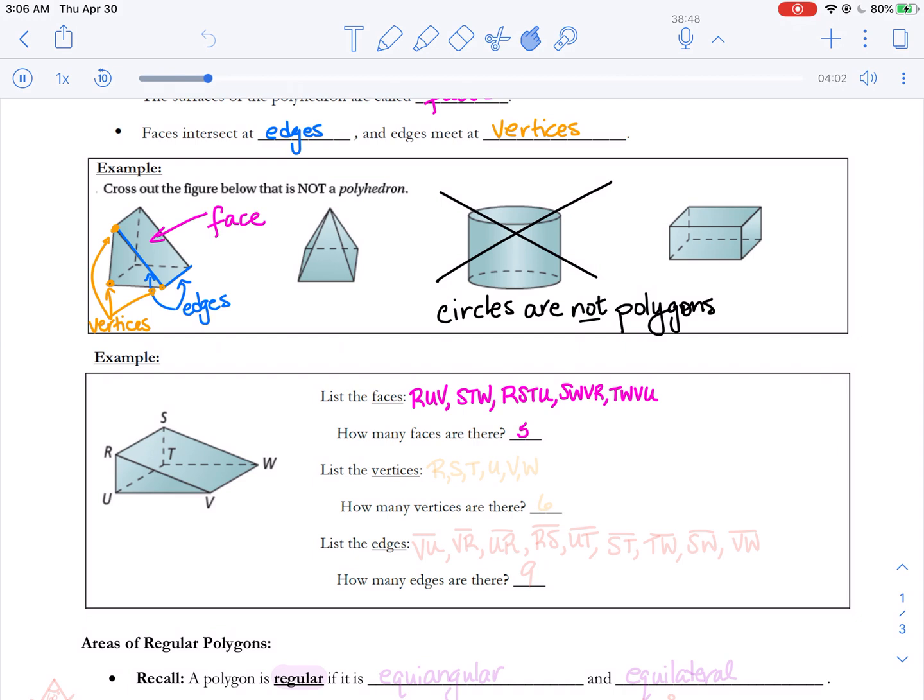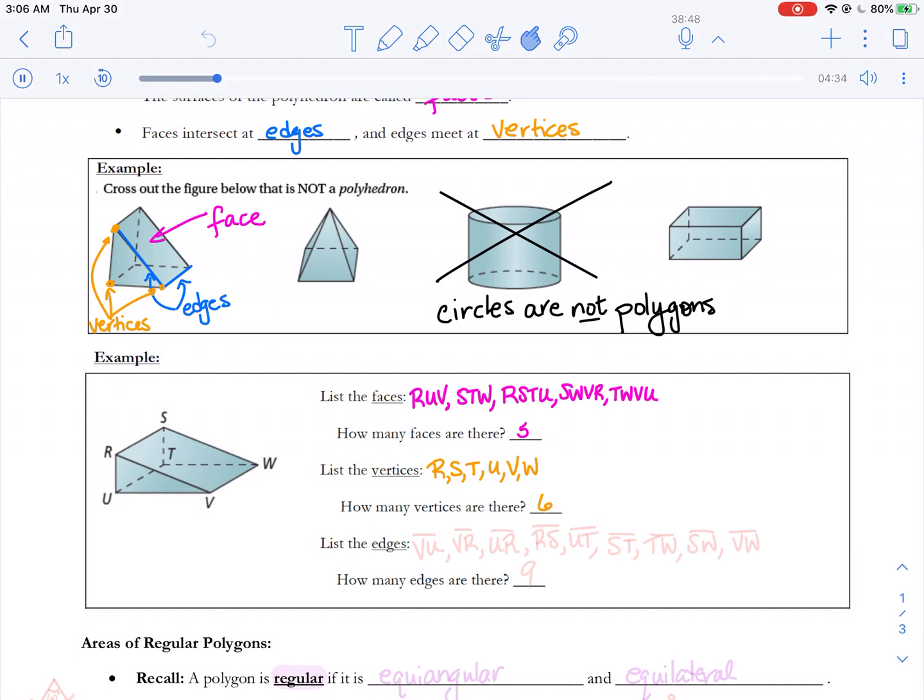Okay, vertices. Drake, how many vertices are there? 6. So 3 in the front, 3 in the back, and that's all of them. So list them. What are they? Name them. R, S, U, T, V, W. R, S, T, U, V, and W. There's no specific order for those. Just make sure you have them all listed.